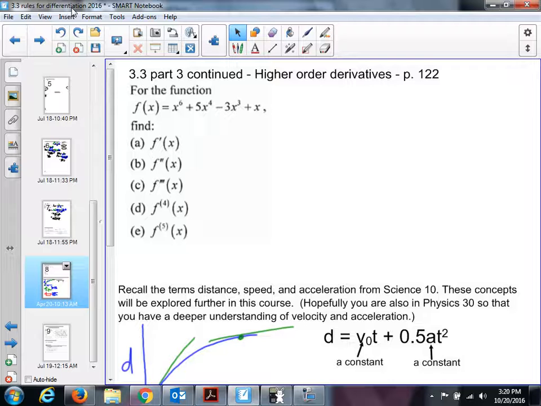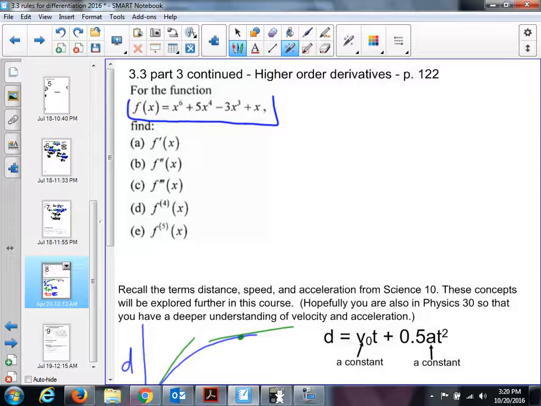Higher order derivatives. Now, there's nothing much to this, actually. It's not a bad little section here. Let's take a look at an example and you'll see right away. So this function is given. F of x equals, okay.